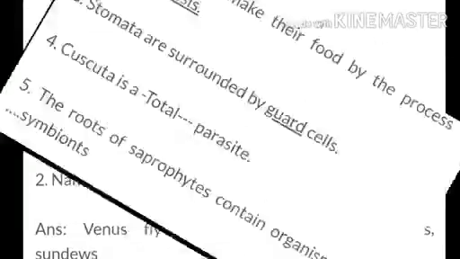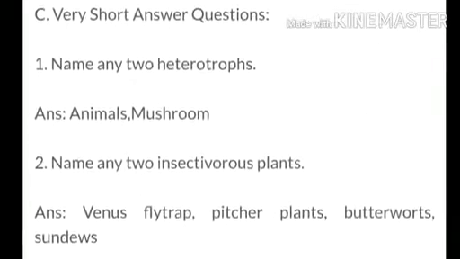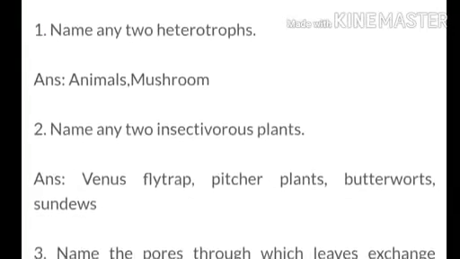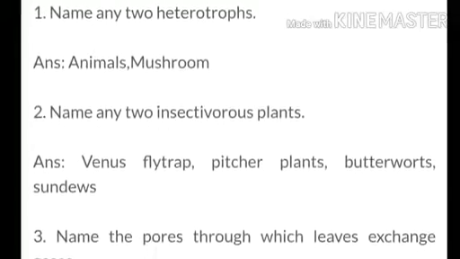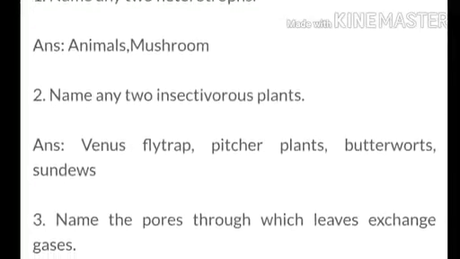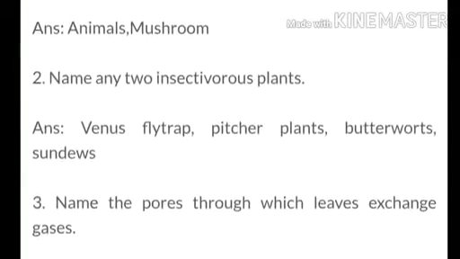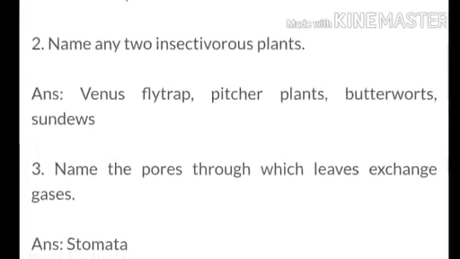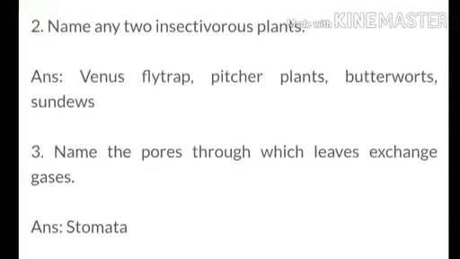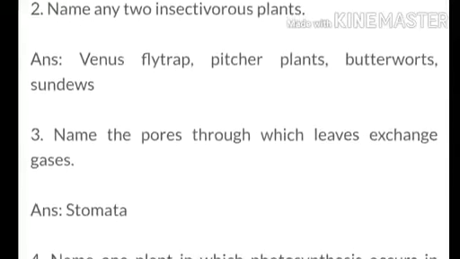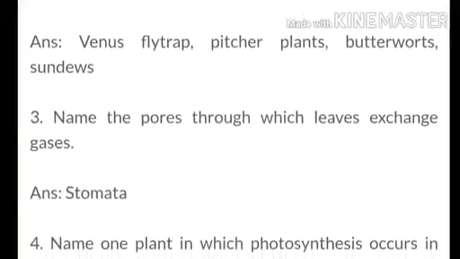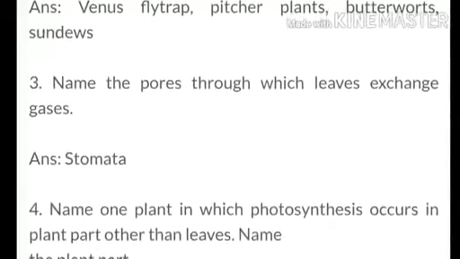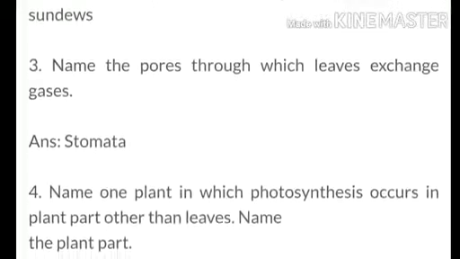Now we will start the very short answer questions. First question, name any two heterotrophs. So the answer is animals and mushroom. Second question, name any two insectivorous plants. You may write any two: Venus flytrap, pitcher plants, butterworts and sundew. Now third question, name the pores through which leaves exchange gases. I have told you in the previous lecture that stomata are responsible for the exchange of gases like carbon dioxide and oxygen.